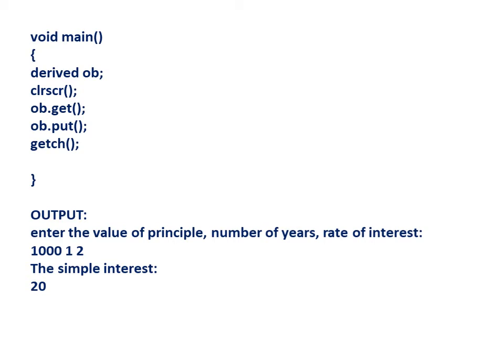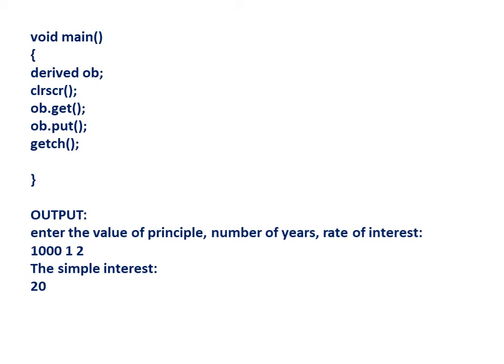Next, ob.put is a function in the derived class. I am able to invoke that function also using the derived class object. Immediately after the execution of the ob.get statement, the control will be passed to the get function residing in the base class. The statements inside that particular function will get executed: enter the value of principal, number of years and rate of interest. So I'll be reading the values.